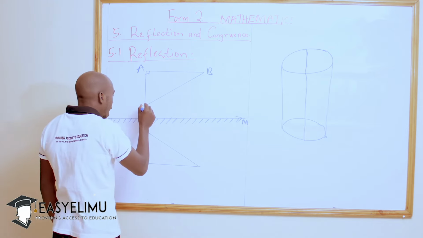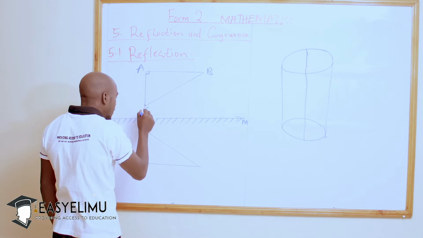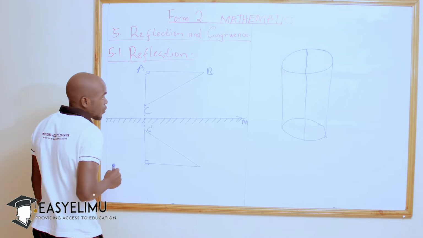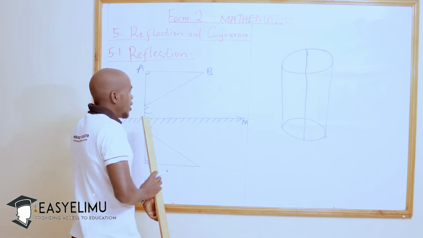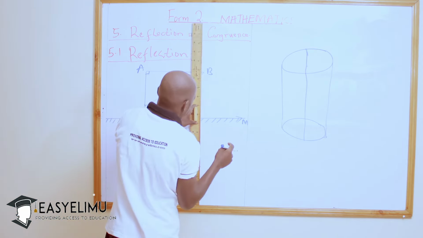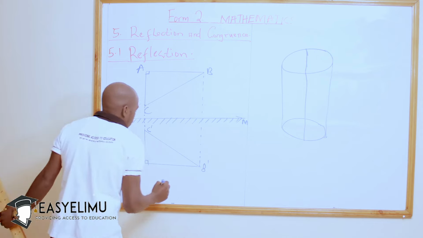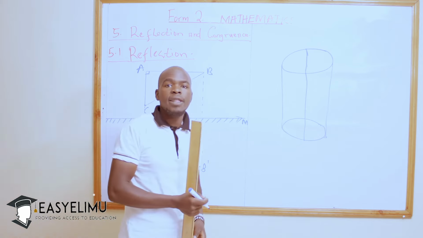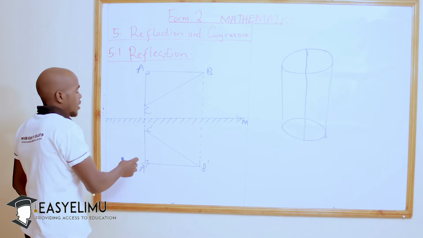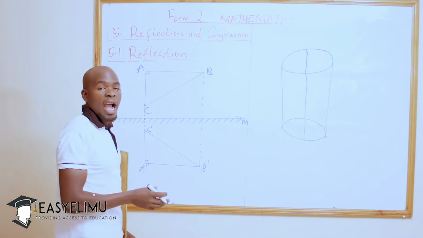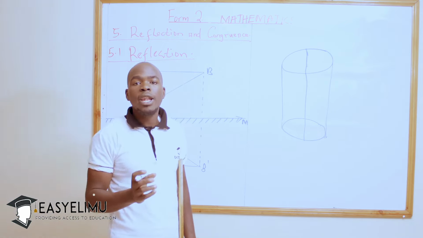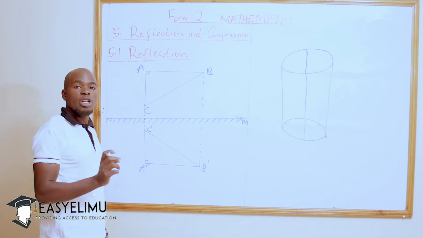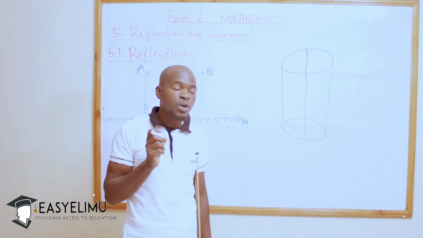So at this point, this C is just along that, and this is my C prime. B here will be straight down, that is B prime, and here I have A prime. What we can find here is that the image formed has the same size as the object. The shape also does not change. They have the same shape.